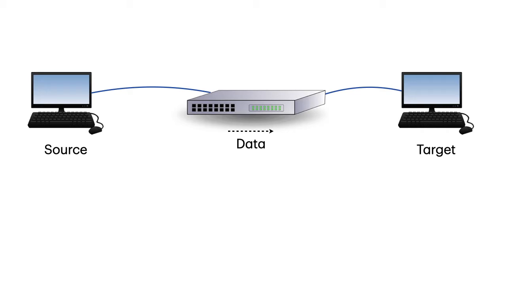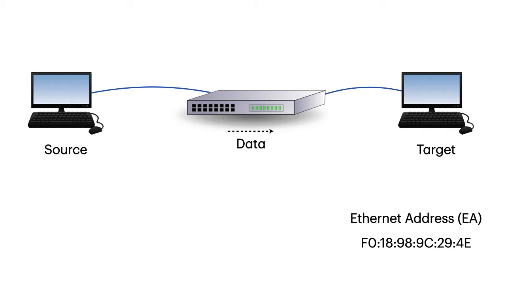To transmit data, the source computer must know the Ethernet address of the target device, which is also called the MAC address. However, the source computer only knows the IP address of the target and not its Ethernet address. Here, address resolution protocol helps to obtain the Ethernet address of the target computer so that the source can send data to the target device.